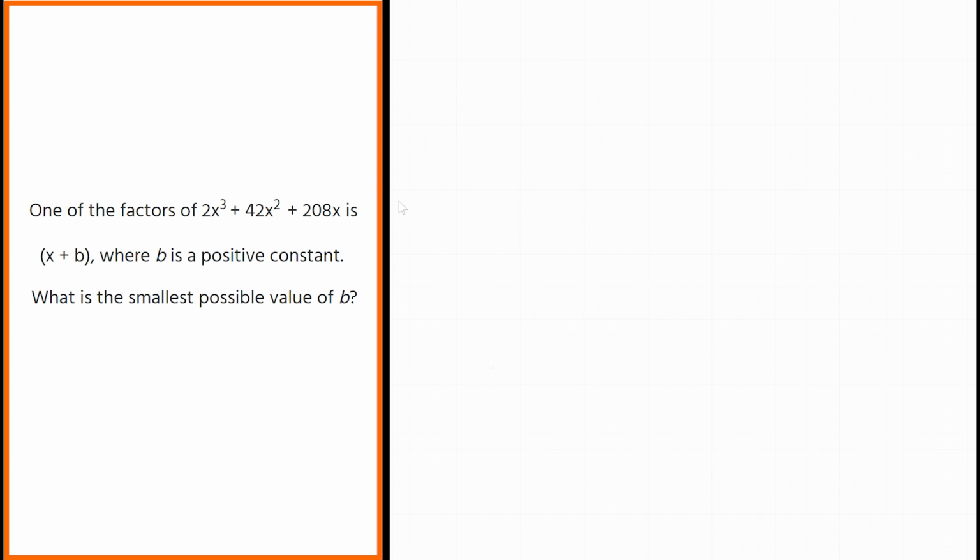So we'll start off by writing out this expression. We have 2x cubed plus 42x squared plus 208x. And we're going to want to factor this into three different terms, one of which is in the form of x plus b. But if we look at this, there's actually one term we can already easily factor out of it. We see that every term here has an x in it and every term is even, which means we can factor out a 2x from every single one of these terms.